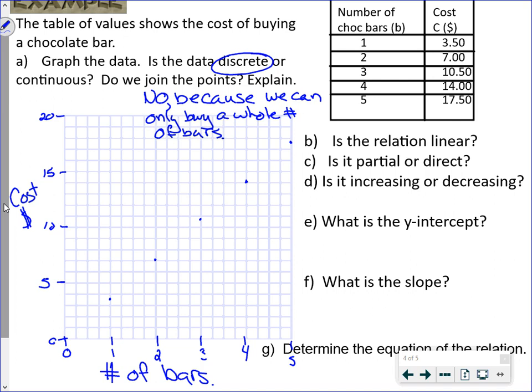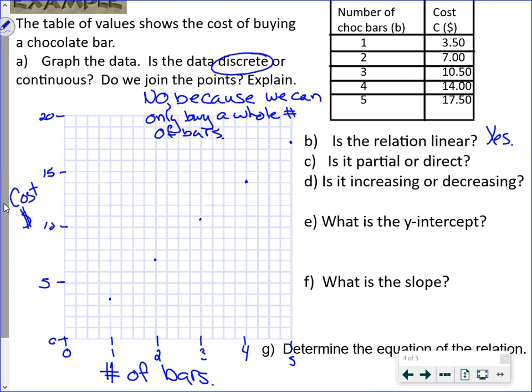The second question, it says, is the relation linear? So if we look at the graph, it looks like our graph is going in a straight line. If you look at the table of values, our X values are increasing by 1 each time, and our Y values, the cost, is increasing by $3.50 each time. So yes, this is linear.